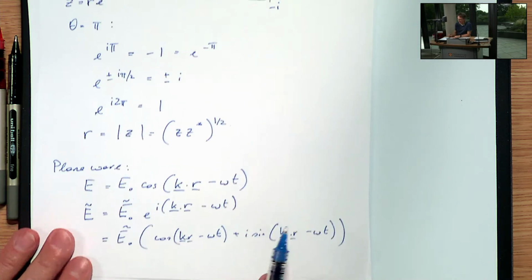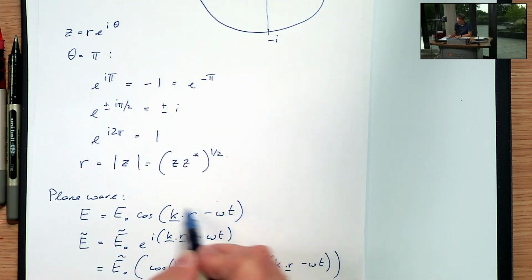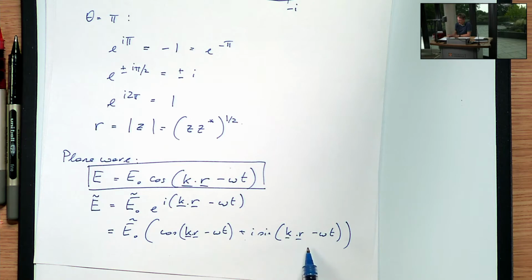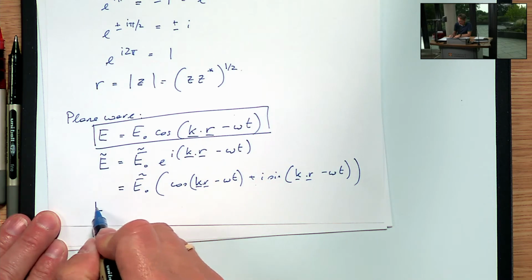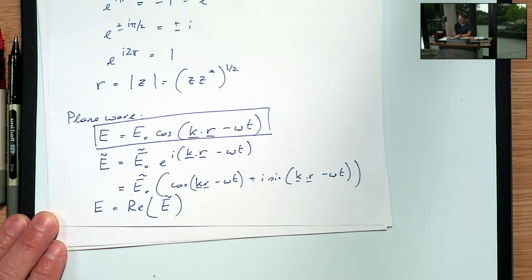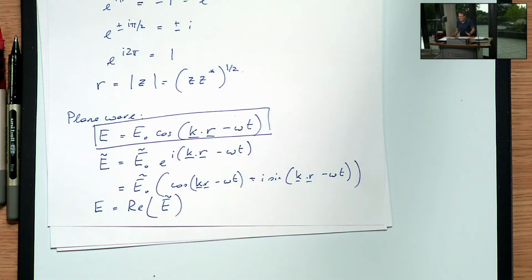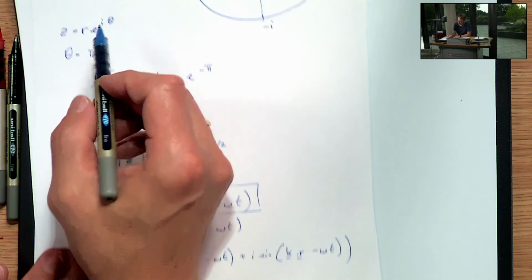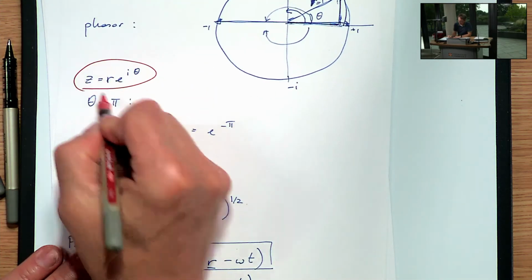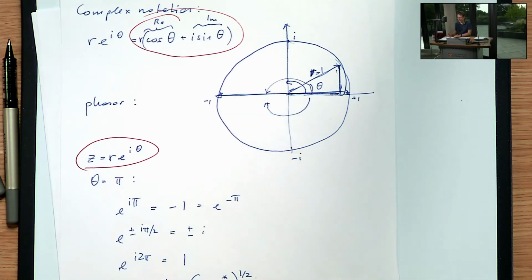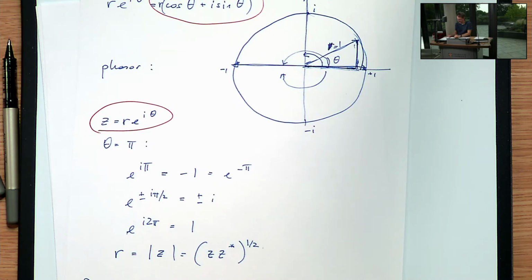which looks very similar to the original wave, the ones that we've been dealing with so far, except for that imaginary part that you have in there. But you therefore realize that E is simply the real part of our complex amplitude E tilde. And the reason why we bother with this is that dealing with these quantities is very much easier mathematically than dealing with these quantities here.